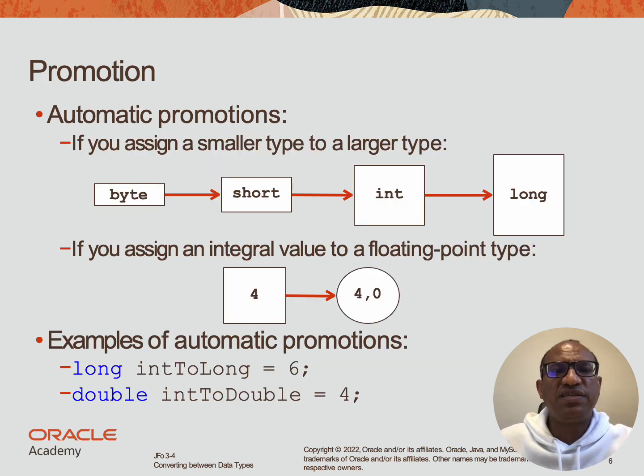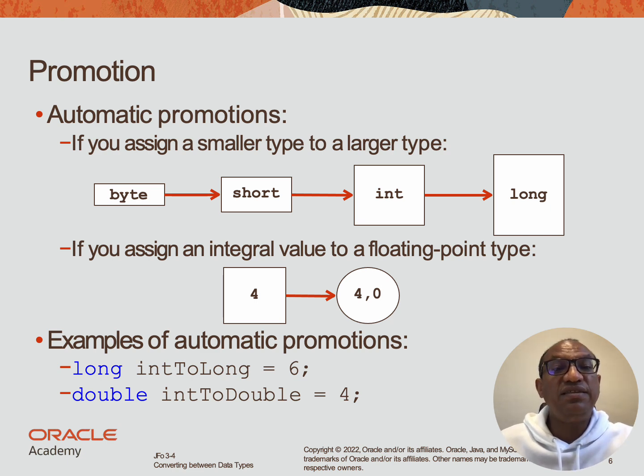In some circumstances, the compiler changes the type of a variable to a type that supports a larger size value. This action is referred to as a promotion. Some promotions are done automatically by the compiler if data would not be lost by doing so. These promotions include if you assign a smaller type on the right of the equal sign to a larger type on the left side of the equal sign.